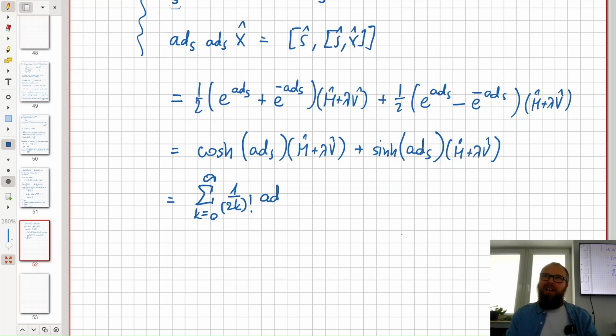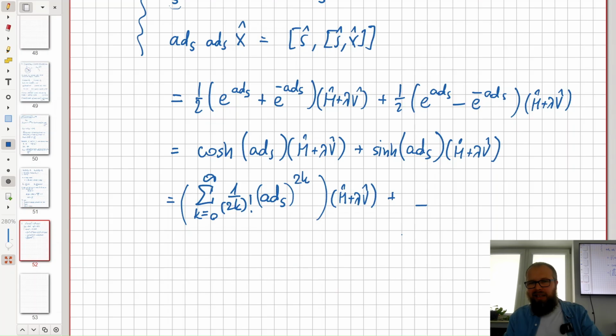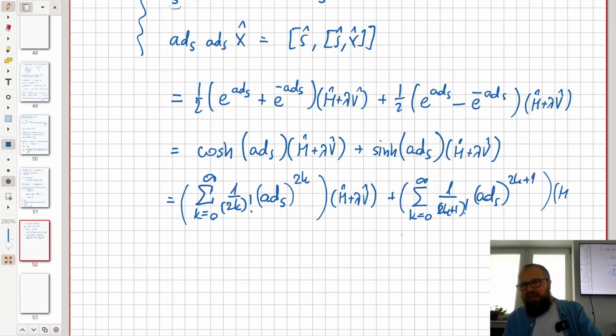When x is a blessed function, everything converges, everything is nice, everything is good, to power 2k, right? And this whole series acts on H plus lambda V. And the sine is odd powers, over 2k plus 1 factorial, ad S to the 2k plus 1, acting on the thing. So this is a trickery we are doing.